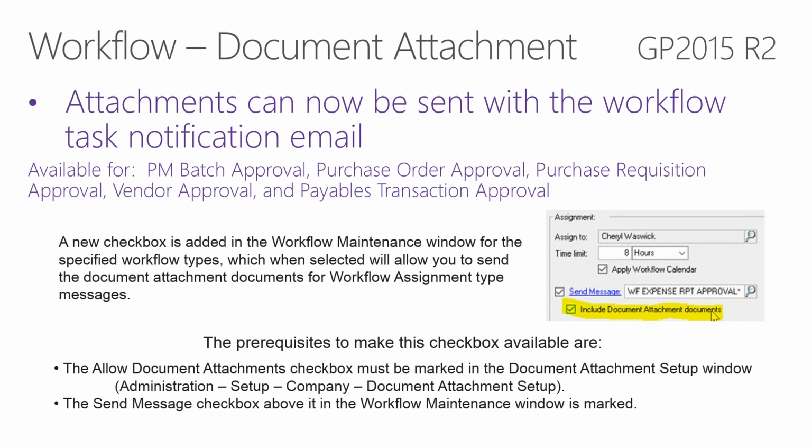So I mentioned that we were going to see a little bit of the new functionality that's within GP 2015 R2 and 2016. So the attachments that can now be sent with the workflow task notification, that was available as of 2015 R2. So that's that box that we marked to include those document attachments. Really great feature to be able to have your non-GP users be able to do the approvals, because you can now attach any of the purchase order documents with it so they can see that.